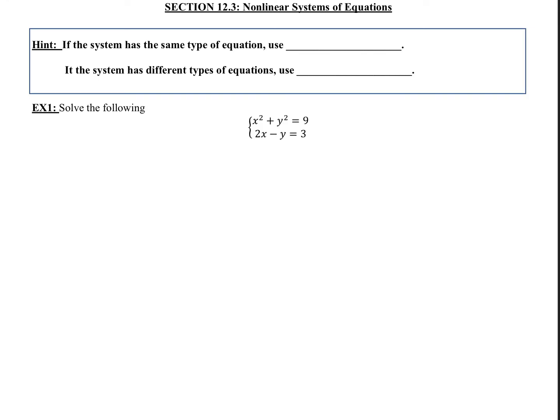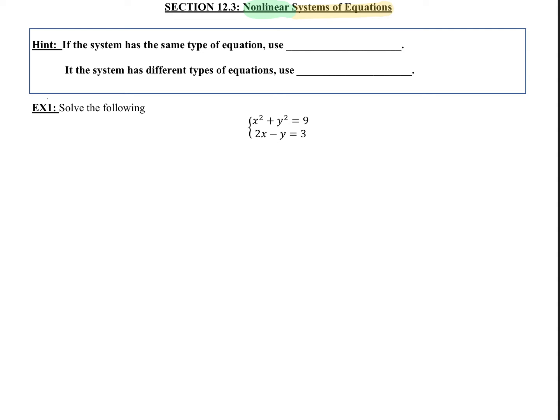Alright, welcome to section 12.3, Nonlinear Systems of Equations. The main thing to note here is we're working with systems. Once again, that's when we have more than one equation we're working with. And these systems are nonlinear, which means they aren't lines. They're any of the other ones we have seen.